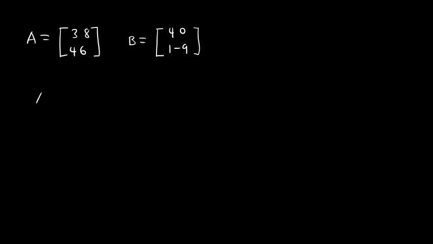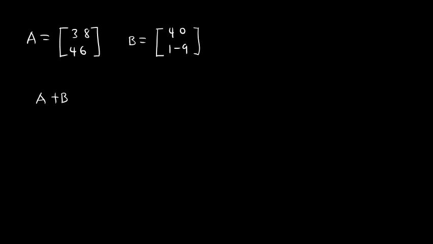Let's say I have matrix A, which is equal to 3, 8, 4, 6. And then I have matrix B, which is equal to 4, 0, 1, minus 9. Then we have to find A plus B. How are you going to do this?